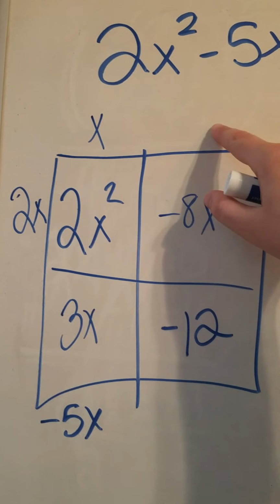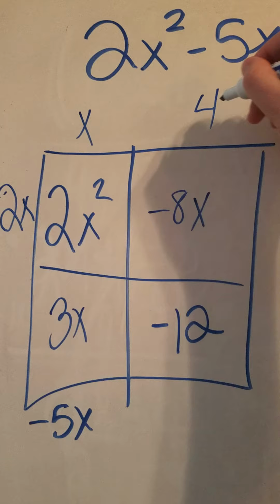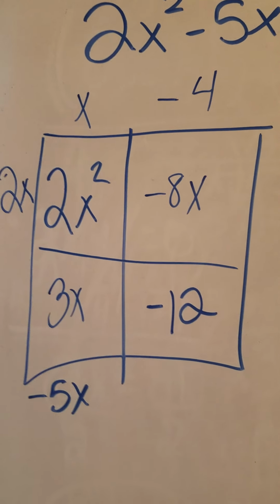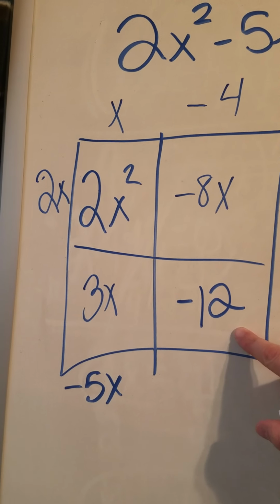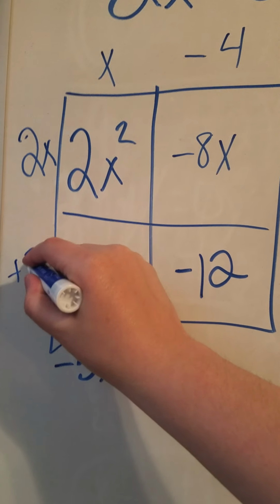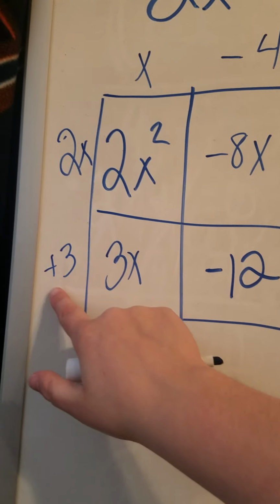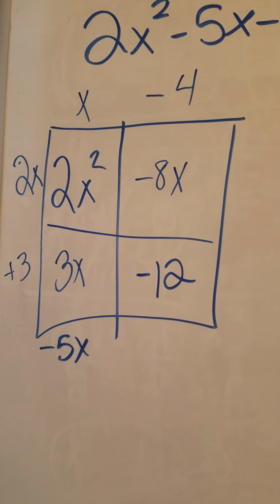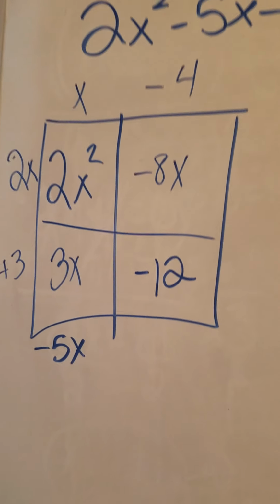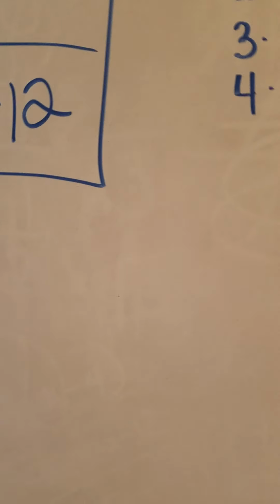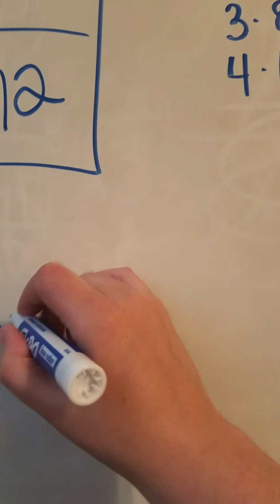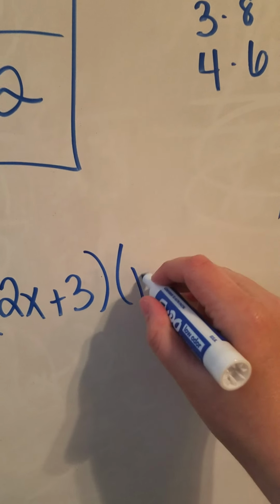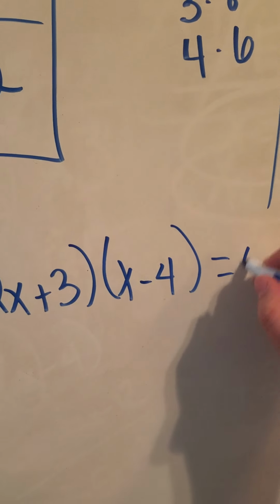2x, I said, times 4 gives me 8, but I do need a negative 8x, so let's make this a negative 4. Well, negative 4 times what gives me negative 12? That would be a positive 3. And 3 times x does give me 3x, telling me I did do this correctly and I have my two factors. So I'm going to go ahead and write those down. I have 2x plus 3 times x minus 4 equals 0.